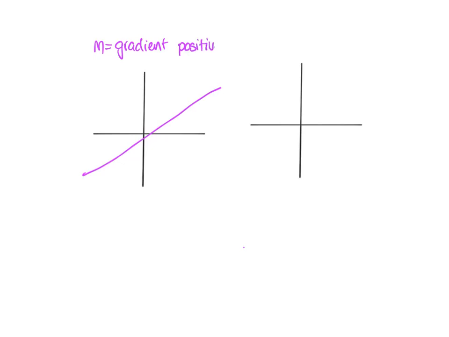If it goes down that way, going left to right, it's a negative gradient. So you'll see the number in front of the x, the m value, will be a negative number.